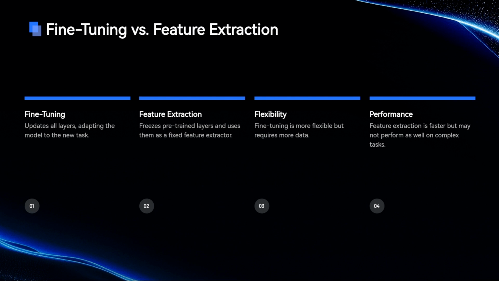When using pre-trained models for transfer learning, there are two primary approaches. Fine-tuning. This approach involves updating all layers of the pre-trained model, adjusting them to the new task. Fine-tuning is more flexible and can adapt the model to a broader range of tasks. However, it requires more labeled data to avoid overfitting. Feature extraction. In this approach, the pre-trained model's layers are frozen, and only the final layers are trained on the new task. This method is faster and requires less data, but it might not be as effective for complex tasks that require more task-specific adaptation.